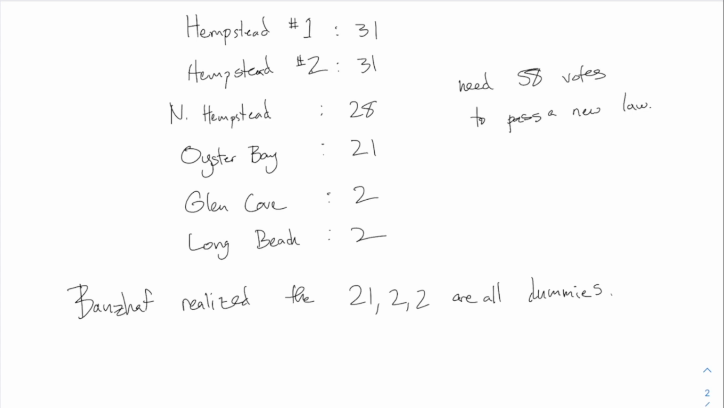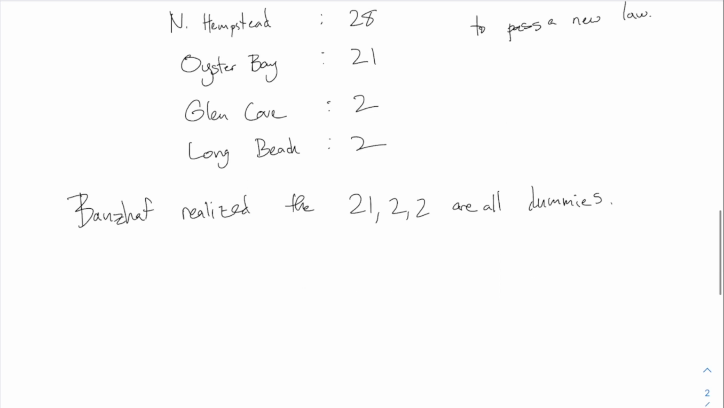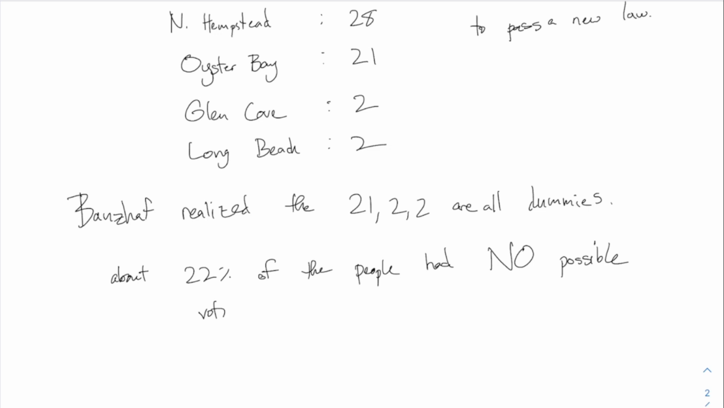So in this case, if you look at all these populations here, about 22% of the population, that is all the people who live in Oyster Bay and Glen Cove and Long Beach, 22% of the people had no possible voting power, right? They could vote, but there's no mathematical way that their vote would ever matter for anything. And this is not okay, right?